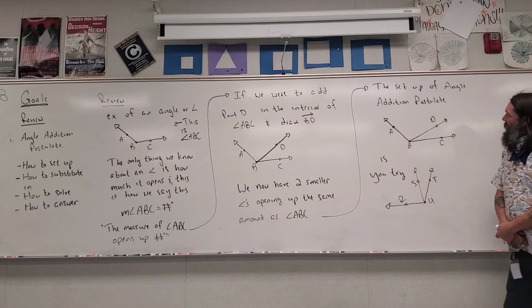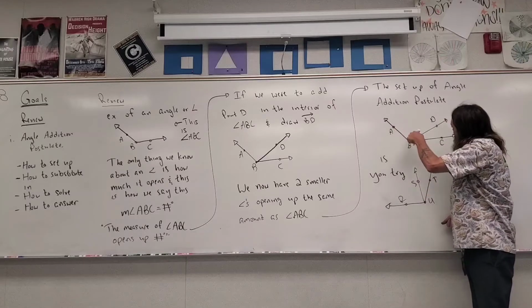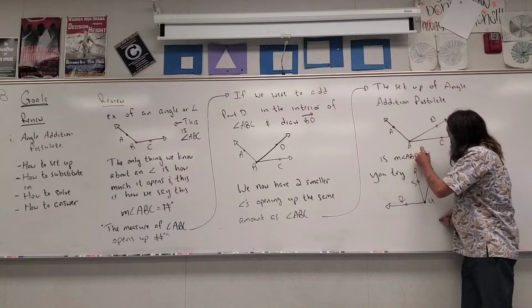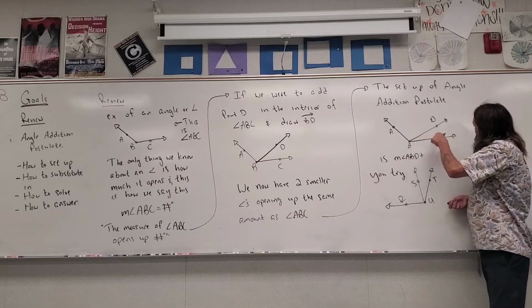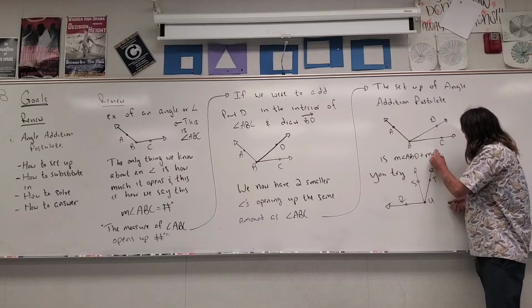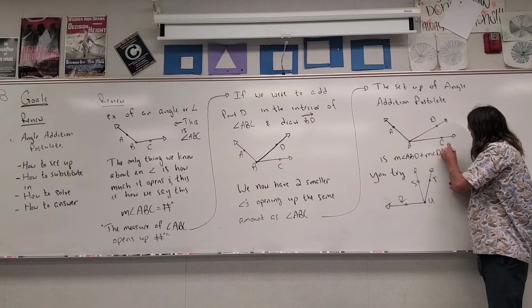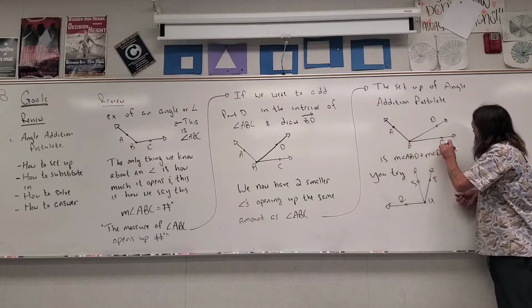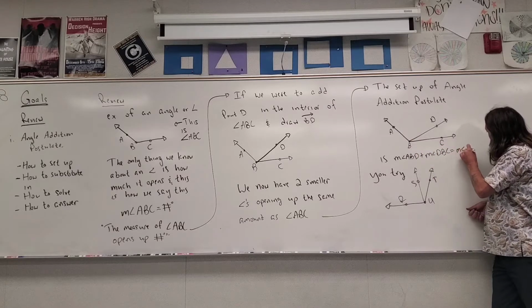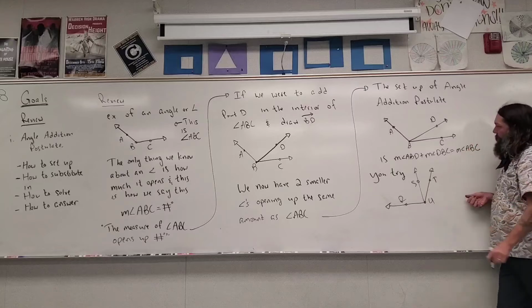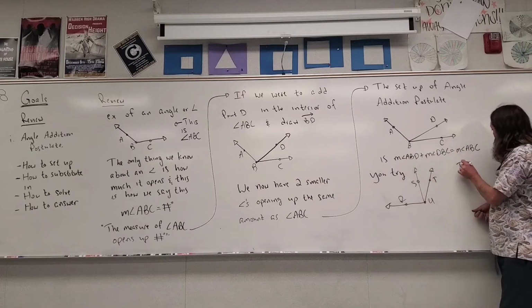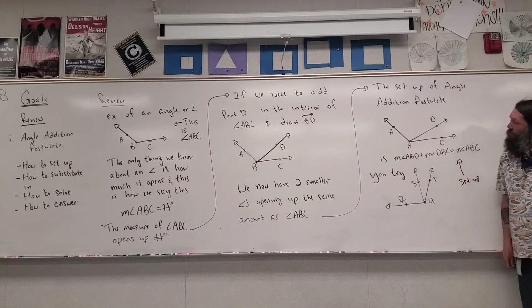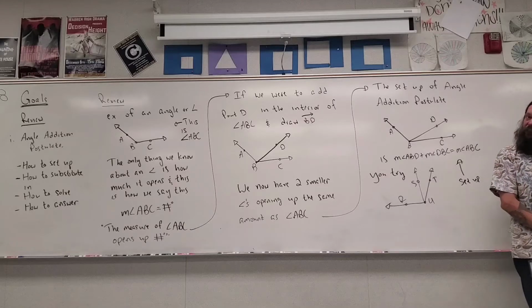Alright, so I would say that the measure of angle ABD plus the measure of angle DBC, both of these angles together open up as much as angle ABC. Alright, so this is the setup. This is the first thing I want you to be able to do when working with the angle addition postulate.